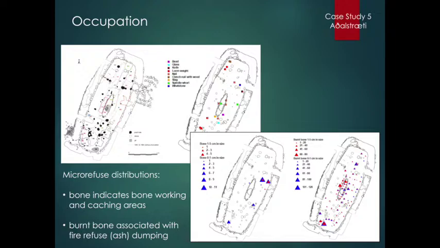You can see the distribution of bone here. The larger bones are in red and the smaller bones are in blue. And the size of the triangle tells you the concentration. And these are the burnt bones on this side. So the burnt bones are telling you where fire waste, hearth waste was being dumped. And as you can see, it's accumulating in and around the hearth, but it's also getting scattered all around the floor. And there's a dump of it here close to this entranceway.